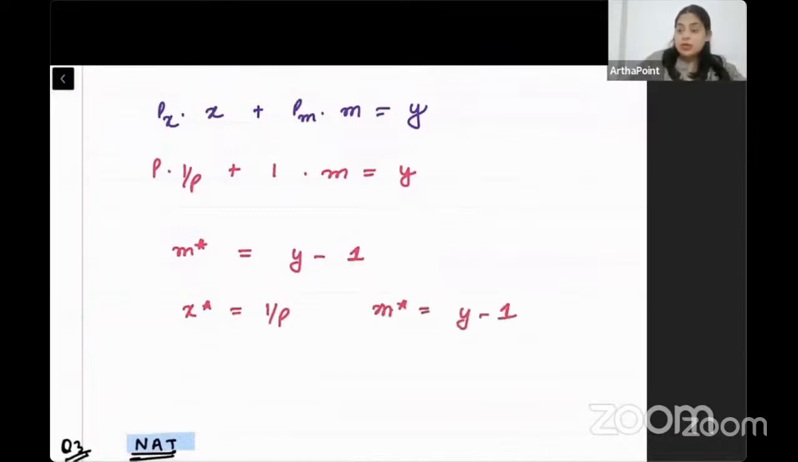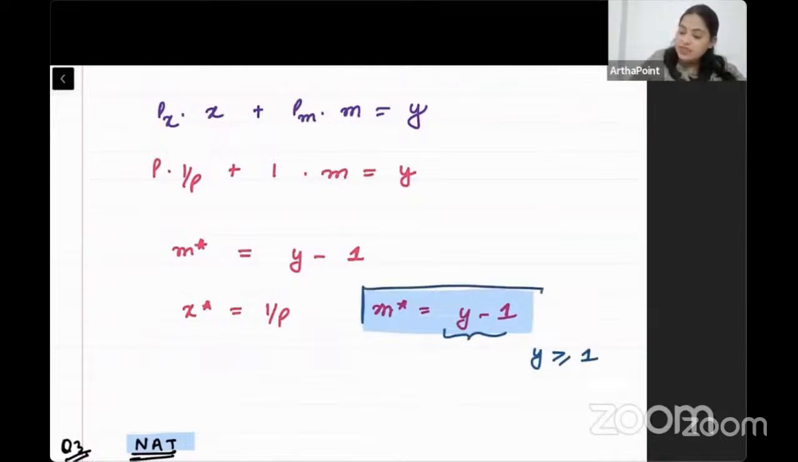But just remember, beta, you can consume this good only in positive quantities. So you can consume this good only when your income is greater than equal to 1. अगर income 1 से ऊपर रहेगी, सिर्फ तब आप M star Y minus 1 consume कर सकते हो.